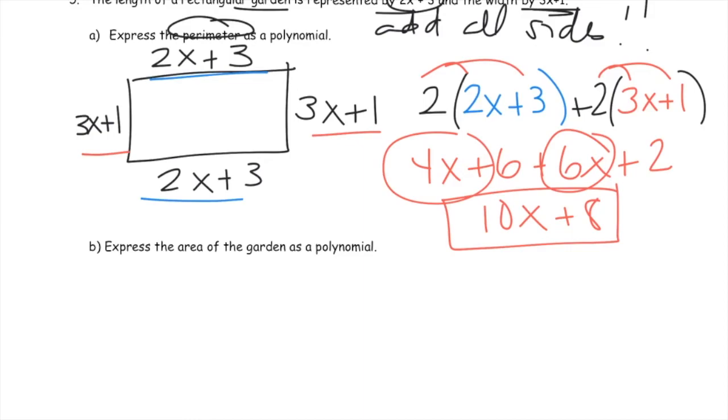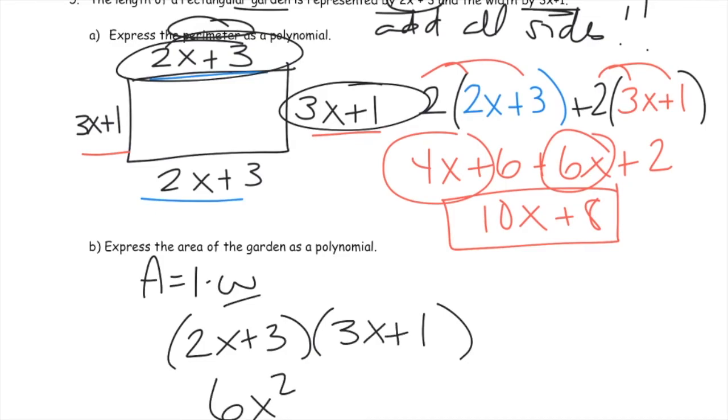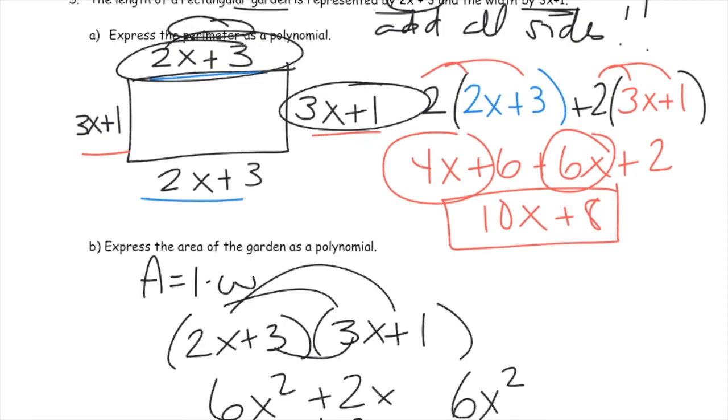Now the area. You should know area is equal to length times width. So we have to do the length times the width. We only worry about 2 sides. And when we combine like terms, we get that the area is equal to 6x squared plus 11x plus 3.